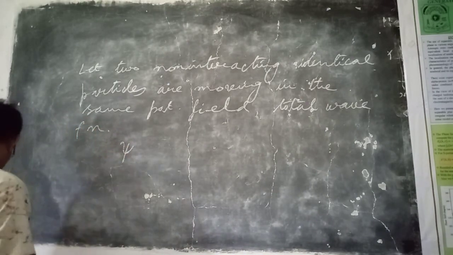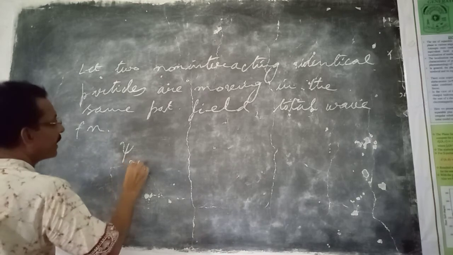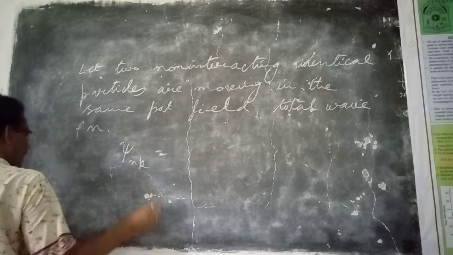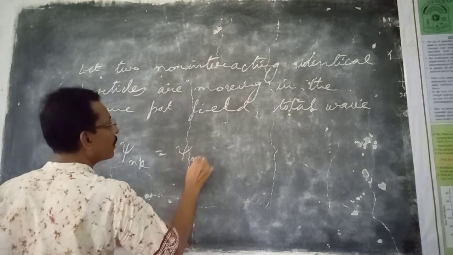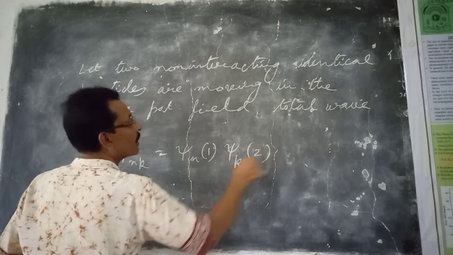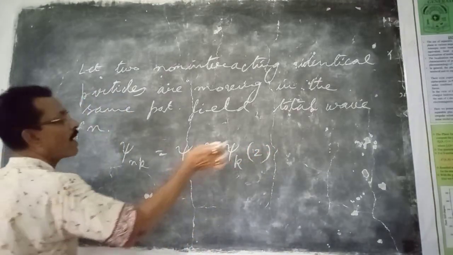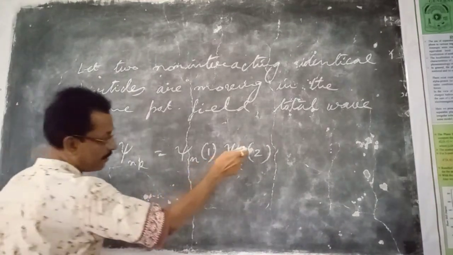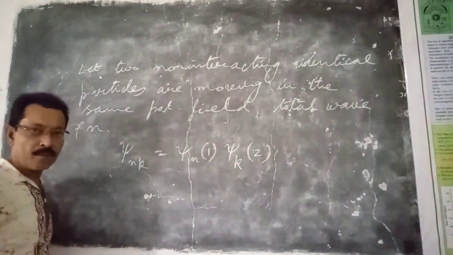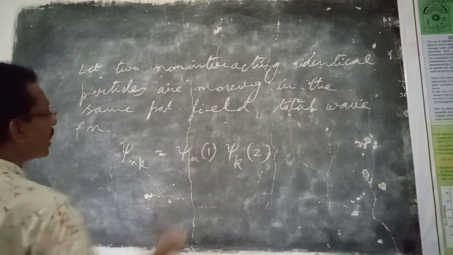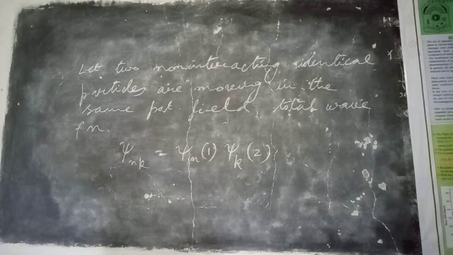say psi n k, where one is in the nth state and one is in the kth state, that is psi n 1 and psi k 2. This 1 and 2 means particle number 1 and particle number 2. We designate that particle number 1 is in the nth state and particle number 2 is in the kth state. So this is the total wave function because they are non-interacting, so the product of these two is the total wave function of the system.